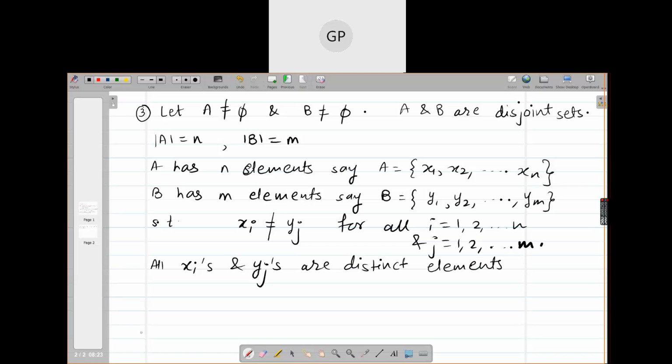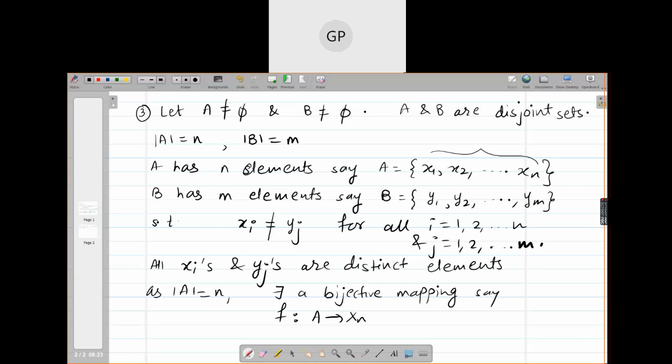As I have n elements, I can have a bijective mapping. As the cardinality of A is n, there exists a bijective, one-to-one mapping, say f, from A to Xn.